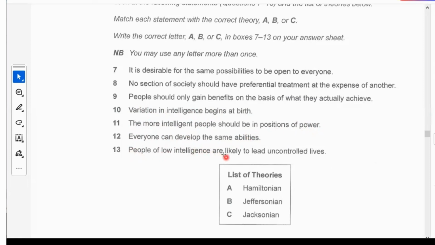Number 13: People of low intelligence are likely to lead uncontrolled lives. Low intelligence, those two words are keywords. Likely, that's a very important keyword. Lead uncontrolled lives. Uncontrolled is a very important keyword for me here. So I have identified all the keywords here. The next thing I'll do is to go to the passage and scan for those ABC keywords. Once I locate A, B, C, I will study that part and then use the keywords 7 to 13 to pick my answers.